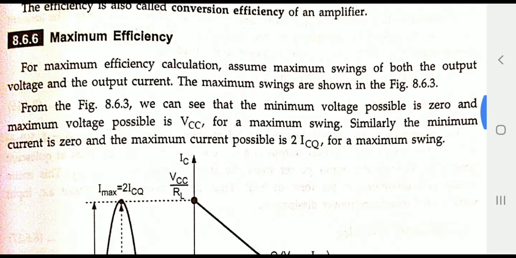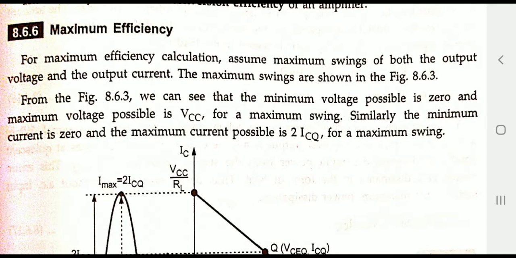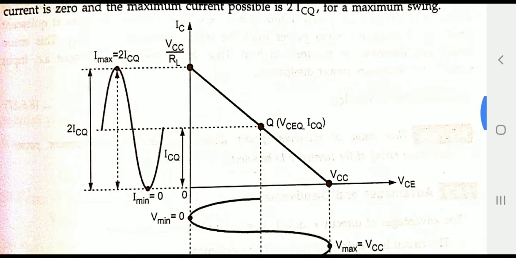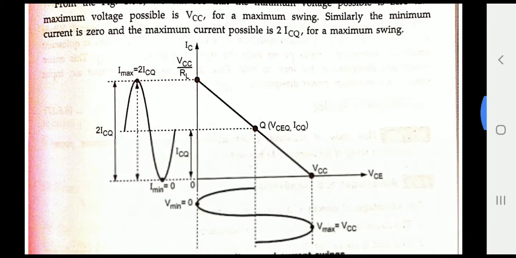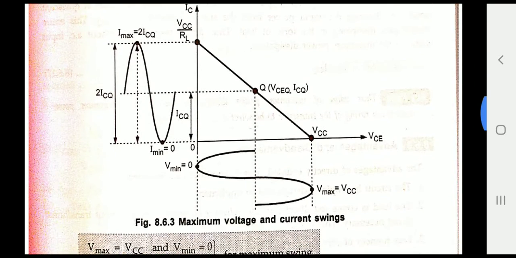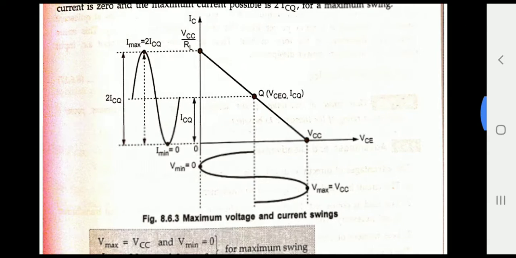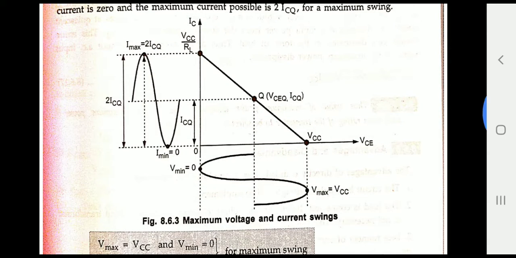Now the maximum efficiency, the next nomenclature. To determine the maximum efficiency, we'll assume that there is a large swing at the output voltage, so that the large swing takes the output voltage to any one side. Either it goes to the positive side or it goes to the negative side. In this graphical representation, look at the IC here. In the IC waveform, Imax is written as 2ICQ and I minimum is written as 0.